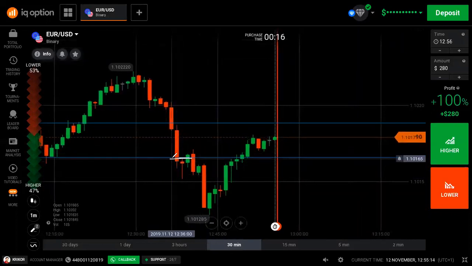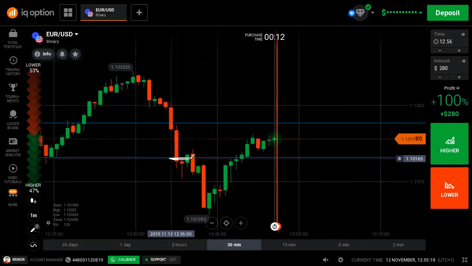This level? Yeah, this point is a seller's entry because the market is going down with a strong bearish candle.